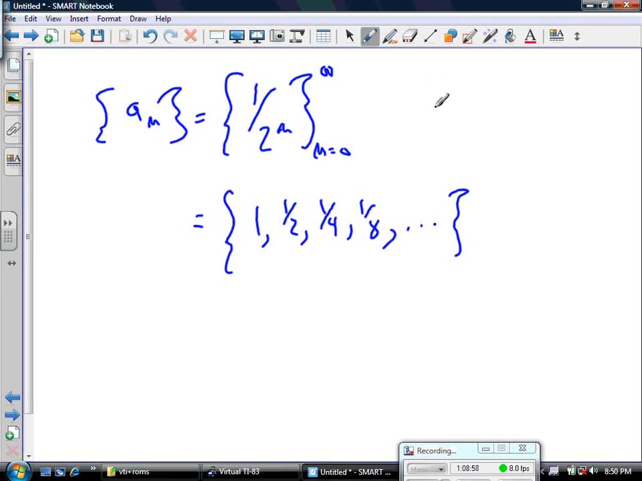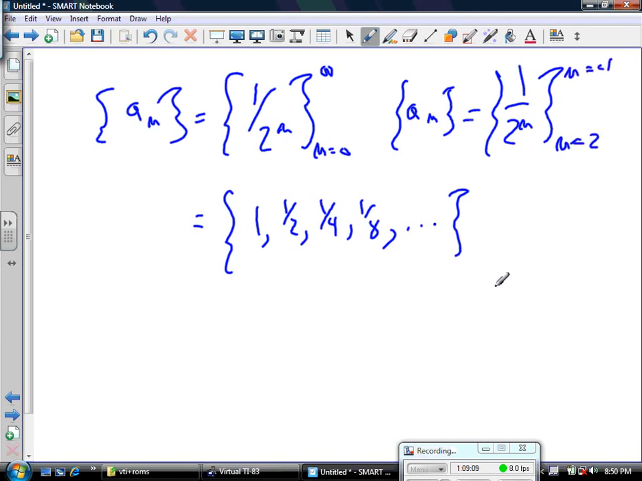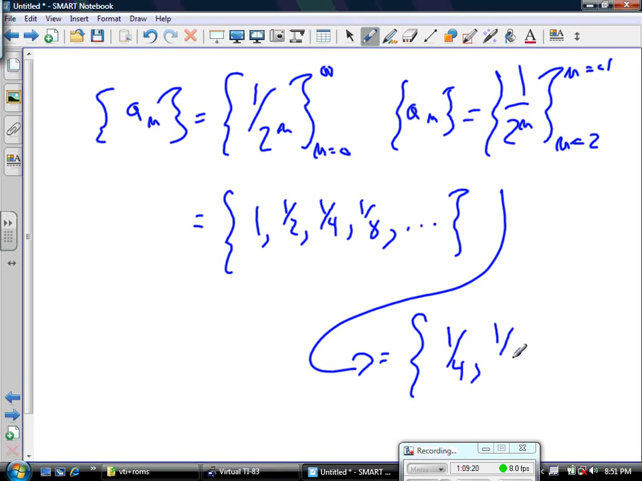You could talk about a finite sequence. You could say, okay, let a sub n be 1 over 2 to the n again, but start at n equals 2 and stop at n equals 4. Then what do you get? If you plug in 2, what do you get? 1 over 4. Plug in 3, you get 1 over 8. Plug in 4, you get 1 over 16. So this is a finite set. This is an infinite set.